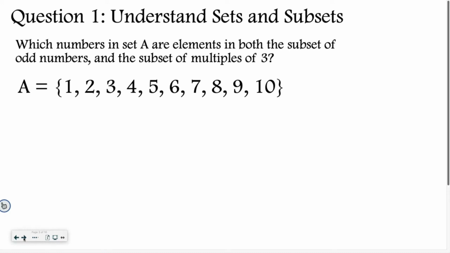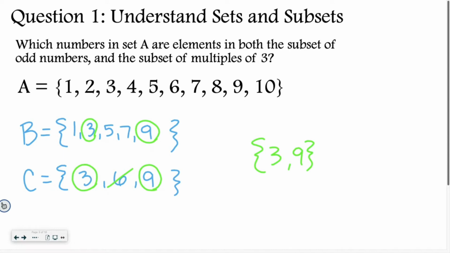So that means it is your turn. Question 1 for you. Which numbers in set A, so I've listed set A for you, are elements in both the subset of odd numbers and the subset of multiples of 3? So what you should do is make a subset B of the odd numbers, and then make a third set of multiples of 3 and see what numbers overlap between those two sets. Good luck.